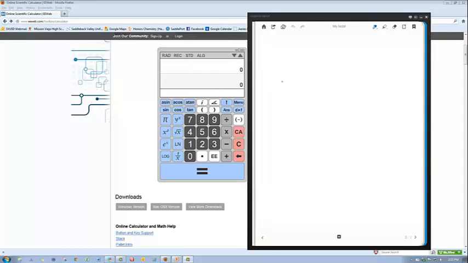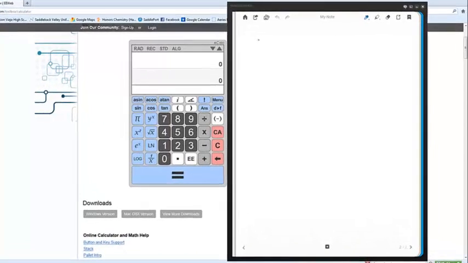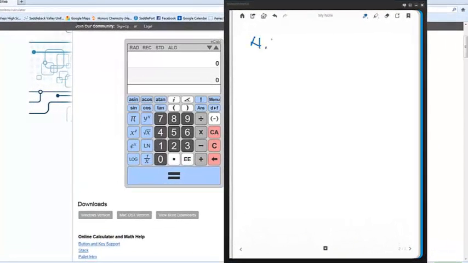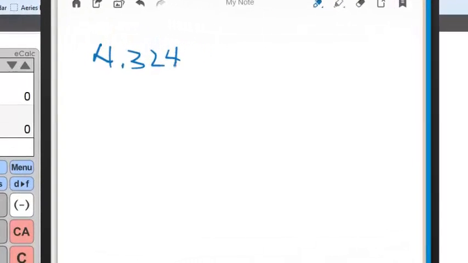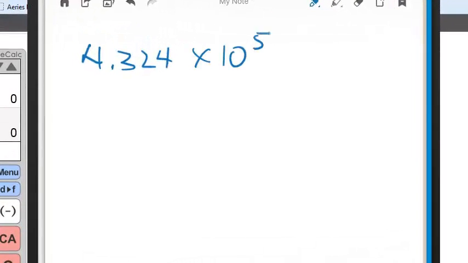Hey, get your calculator out, and we'll go over how to actually use your calculator in punching in numbers that are written in scientific notation. Okay, so let's say we want to enter a number like this, 4.324 times 10 to the fifth power.